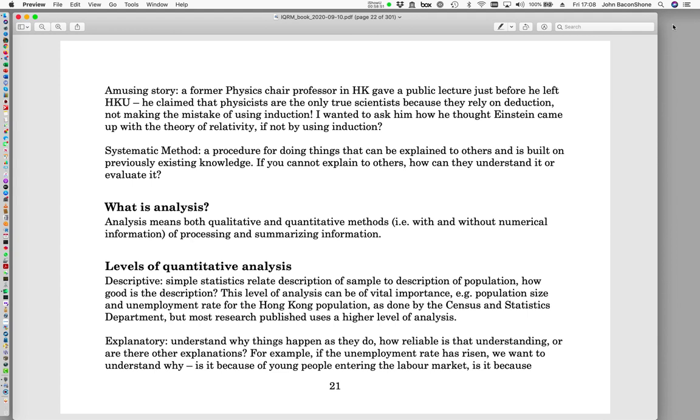So we also need to talk about analysis. So what exactly do we mean by analysis? So in general, analysis means both qualitative and quantitative methods of processing and summarizing information.